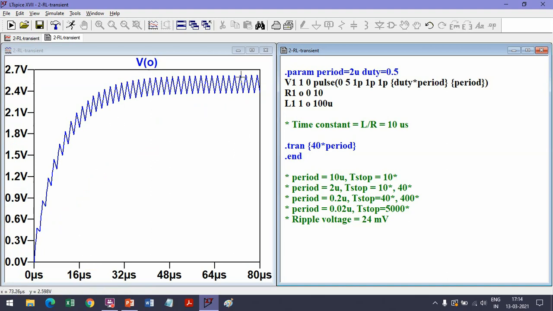The two values are about 2.6 volts and 2.4 volts, so the difference is 0.2 volts. The delta is 0.2 volts. It was 1.2 volts earlier, when this was 10 microseconds, and now it has become 0.2 volts. Now let us reduce this further. Let's make this 0.2 microseconds and see.